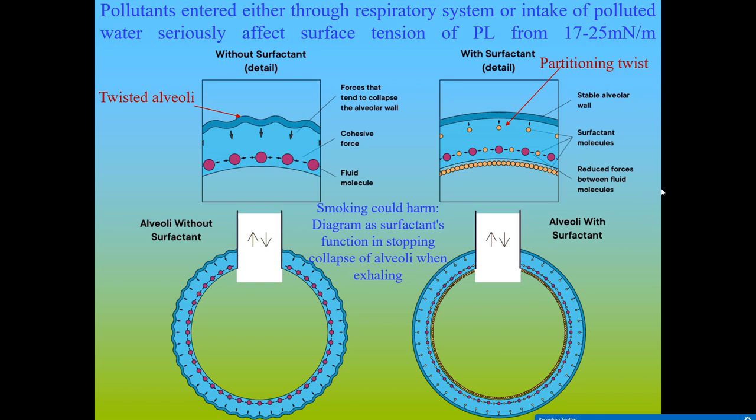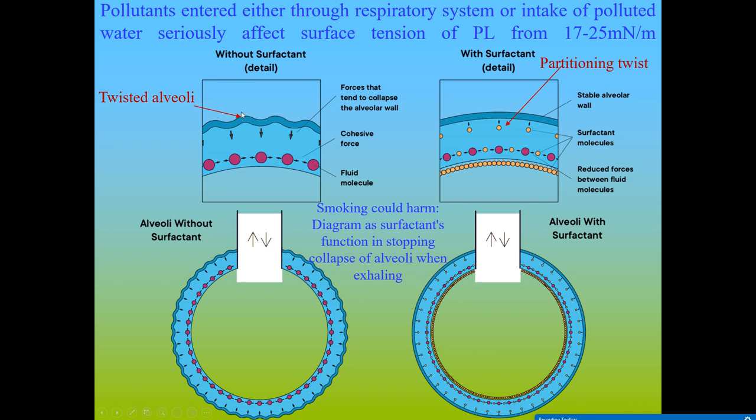And now, if you have a look here on this slide, this alveoli without surfactant, we know very well that the pulmonary surfactant, the lung fluid, should have 17 to 20 millinewton per meter surface tension. And if it is higher, then there will be difficulty. So what happens? No surfactant is there or it is reduced.